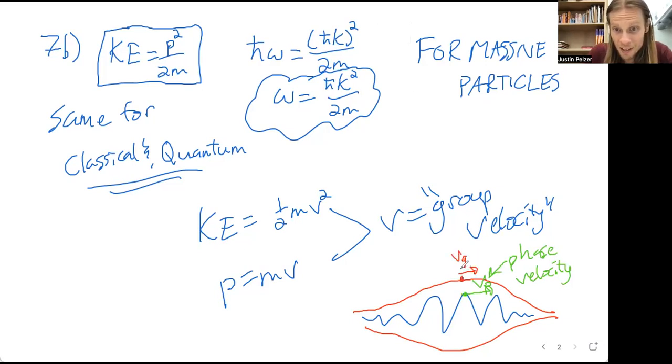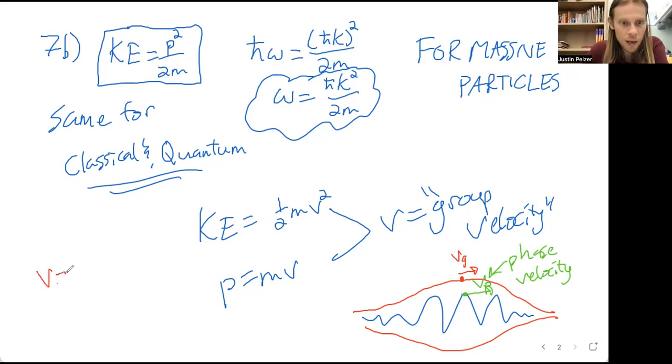Now, those might be the same for light. For a photon, it seems that they are the same. But for an electron and most massive particles, they're certainly not the same. They can't be. If they were the same, then these equations wouldn't work, which I showed in class, and I'll just save that for now. You don't get the same answer for certain things.